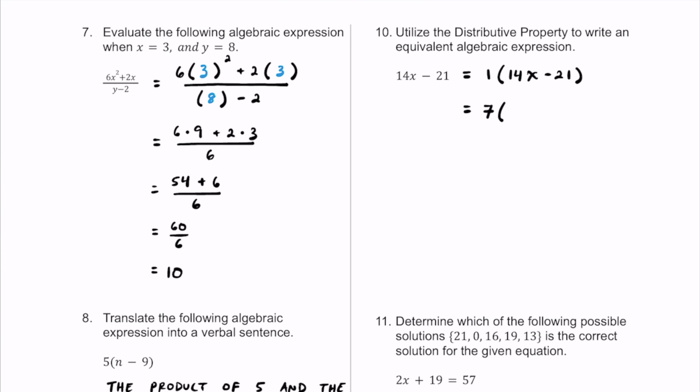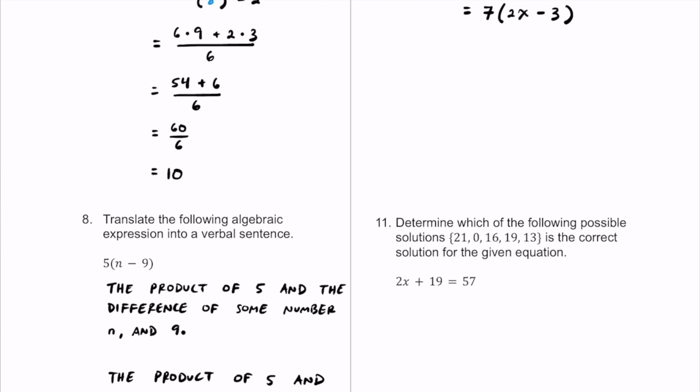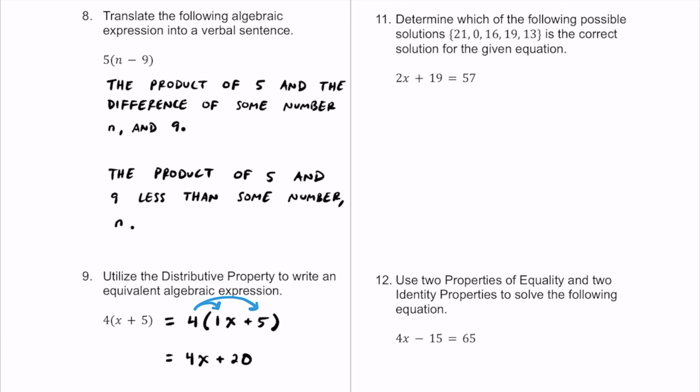So you typically pull out that GCF on the outside. Now 7 times 2x would get you that 14x, and 7 times a negative 3 would get you that negative 21. So if you want to distribute to check, this would be 14x and this would be negative 21. So this would be an equivalent expression if we use the reverse of the distributive property. This is called factoring.